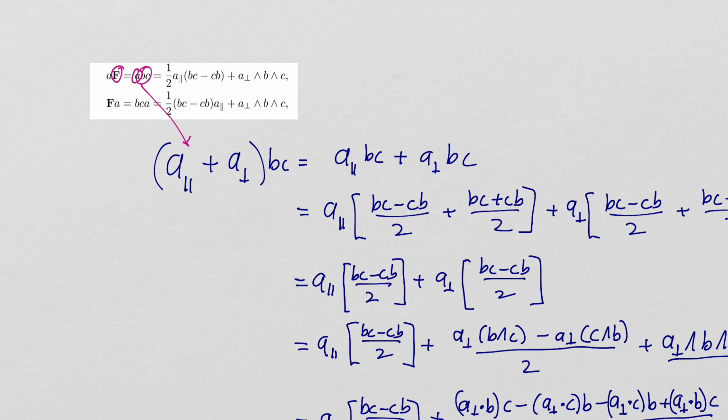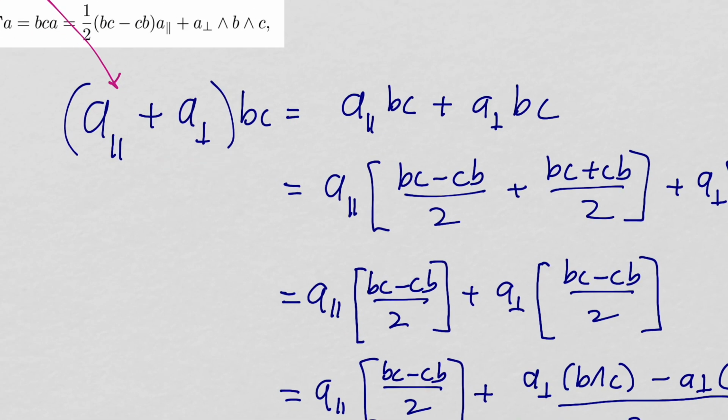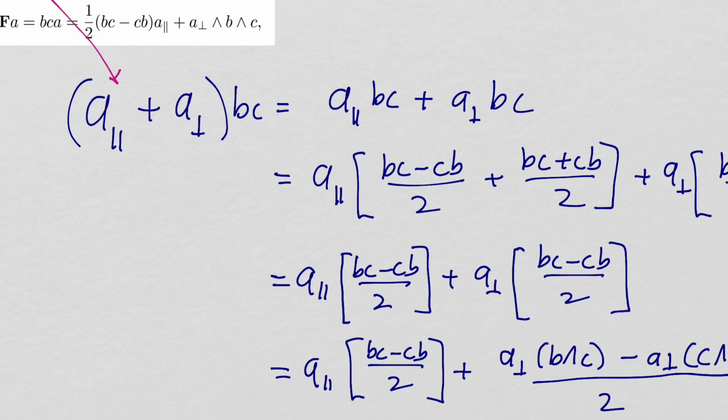So I'm going to do this totally step by step. We blow this up by linearity. So now it's A parallel times the space-time product of BC plus A perp times the space-time product of BC. And A parallel and A perp, they're just vectors, right? Two vectors that add together to form A.